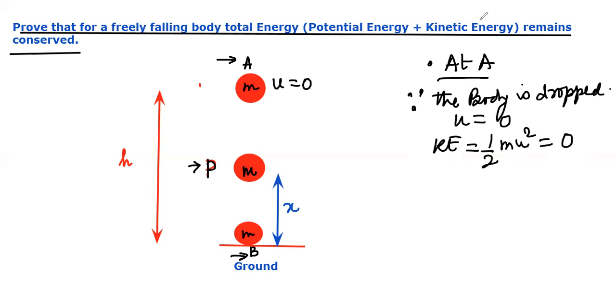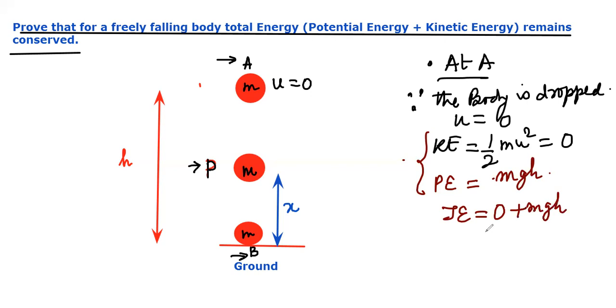Now at A, what shall be the potential energy? It is at the maximum height from the ground, from where the body is dropped. So potential energy is equal to mgh. Hence, if I add this up, the total energy shall be equal to 0 plus mgh, so total energy is equal to mgh. I hope I am clear to everybody, children. So the total energy over here is mgh. That is very important. So this is the first case.